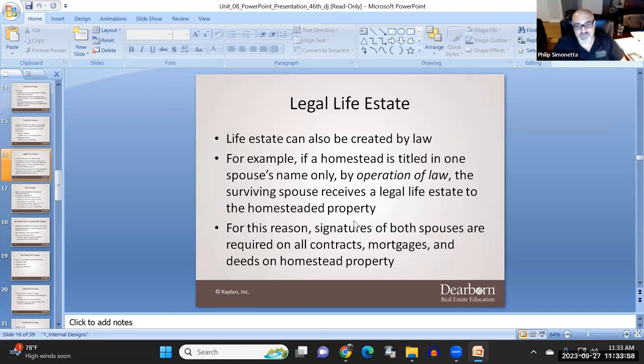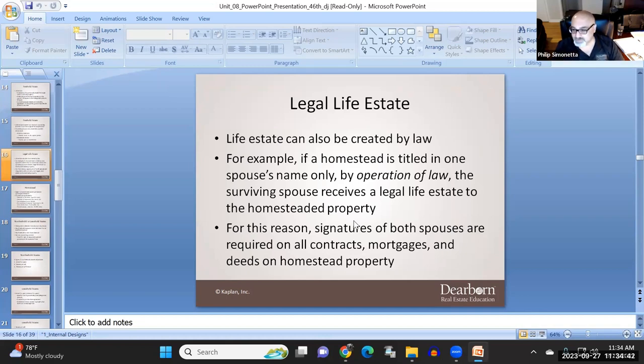So let's talk about a legal life estate. Life estates can also be created by law. So for example, if there's a homesteaded property and it's titled in one spouse's name and they're married, by operation of law, the surviving spouse receives a legal life estate to the homesteaded property. So if you have a homestead, which we're going to talk about in a little bit, I'll explain homesteads to you. It's a legal protection that you get. And there's tax benefits to it. So you have a homesteaded property. It's in just one spouse's name. That spouse dies. The house automatically goes to the other spouse if it's in a homestead. That's through life estate. Okay?